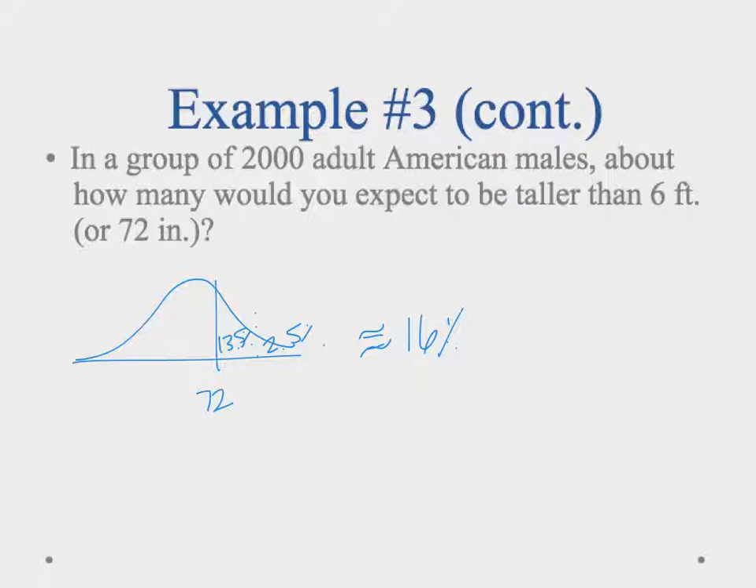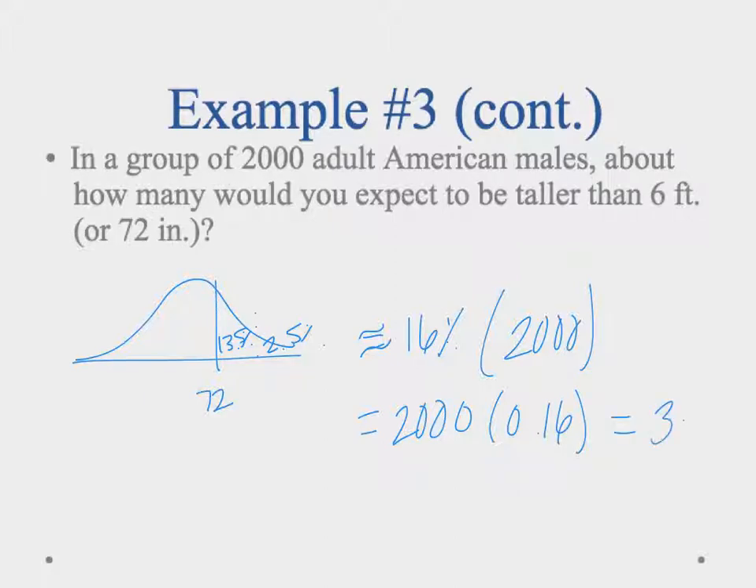Okay, so if we have 16%, we need to go ahead and multiply that by the 2,000 people. So 2,000 people times 0.16, because this is a percentage, so we have to change it to a decimal. We're going to get about 320 adult American males over 6 feet tall.